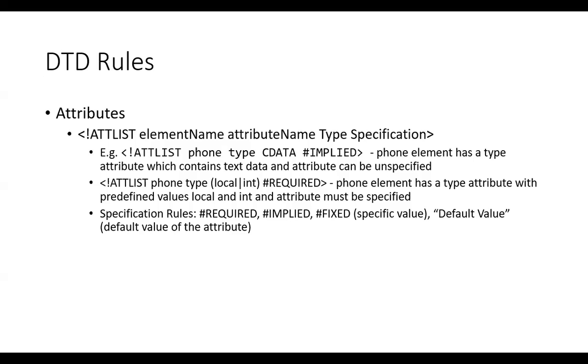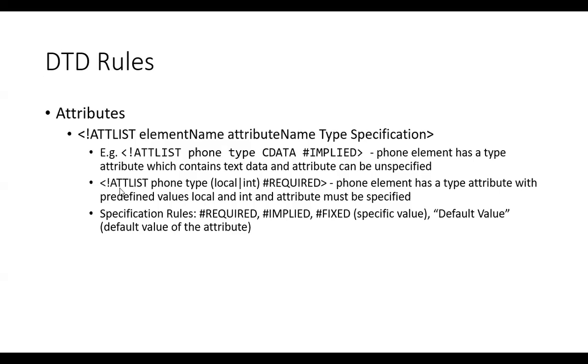So let's look at one example. In this particular case, we have attribute list, phone, type, CDATA, and we have a #IMPLIED. Which means the phone element can have an optional attribute type, right? That contains text.